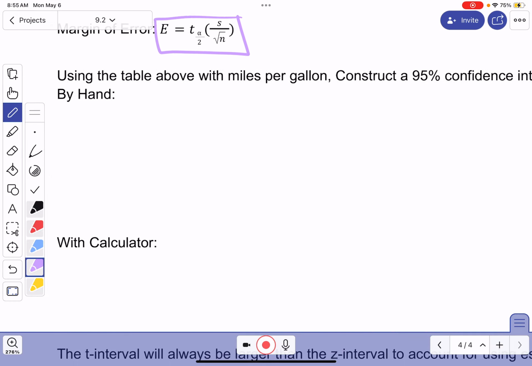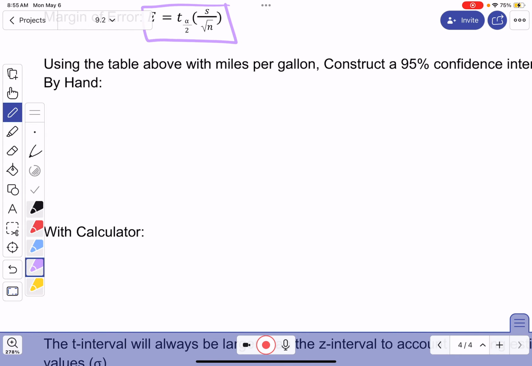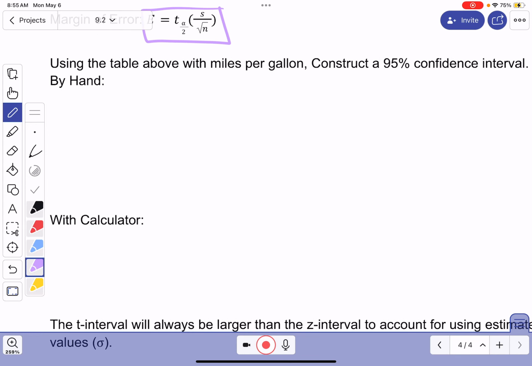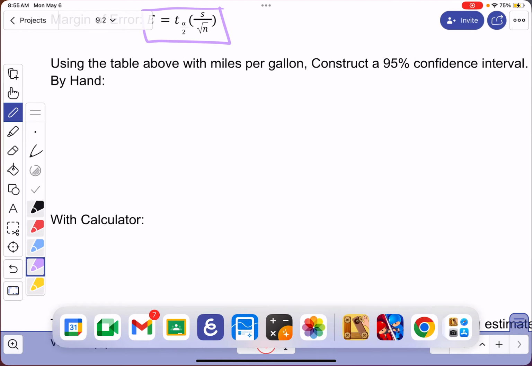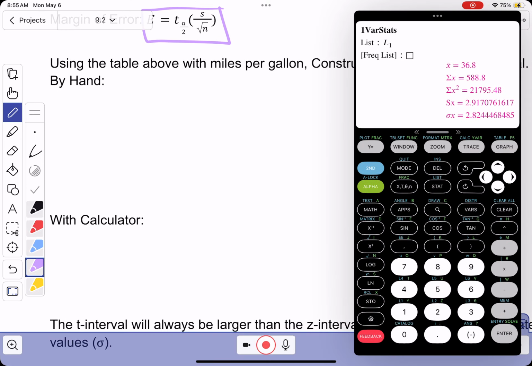So let's do it. Using the table above, find, that was the miles per gallon we just did, the 95% confidence interval. So from the one variable stats, when we did that on the calculator, we found a mean of 36.8 and a standard deviation of 2.92. That's our Sx because it's a sample.